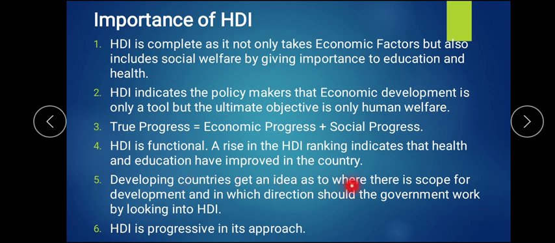Then developing countries get an idea of where they have scope. So the developing countries have the advantage of knowing where they need to develop more, and it is progressive in its approach. So it is a good progressive approach.